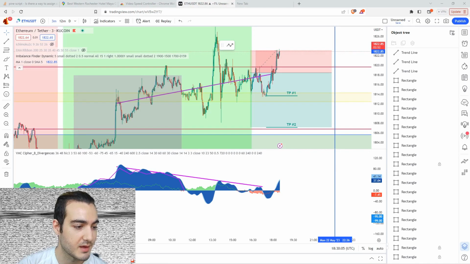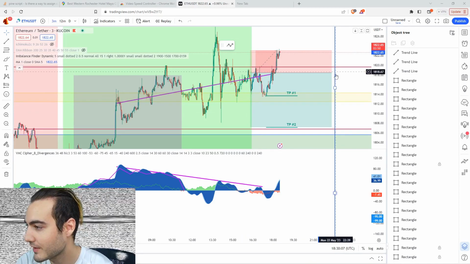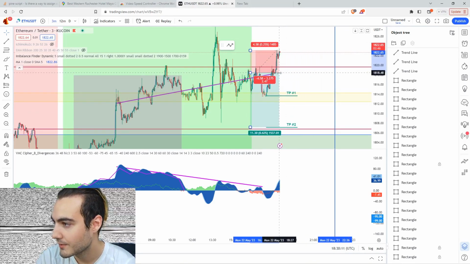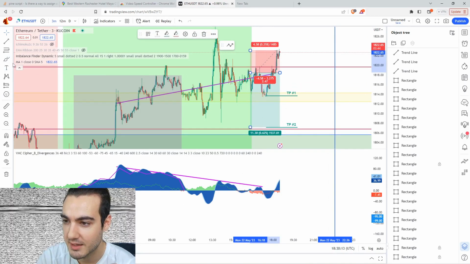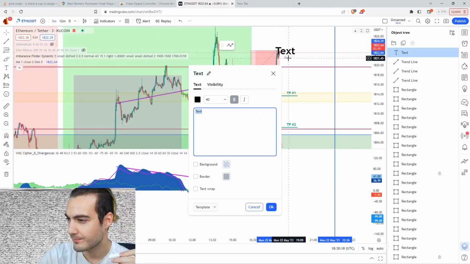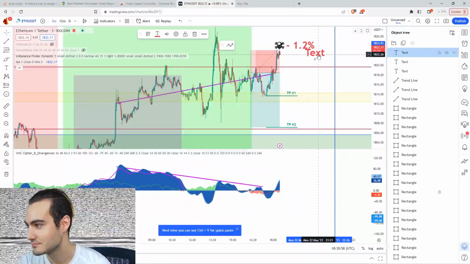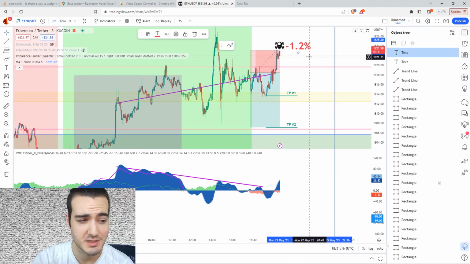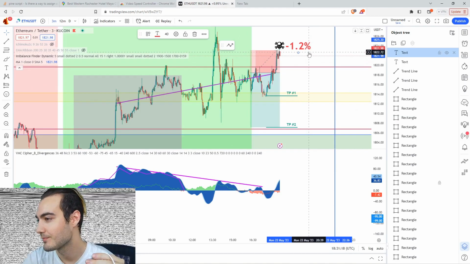All right. It looks like we were in fact stopped out. And I just checked my laptop. So let's see if we can find that little skull and crossbones. For a 1.2% loss, or in dollar terms, $2.